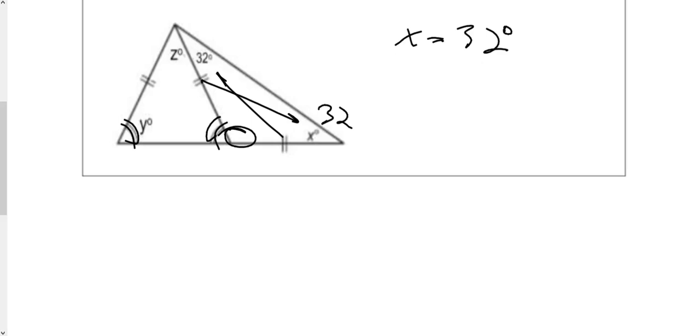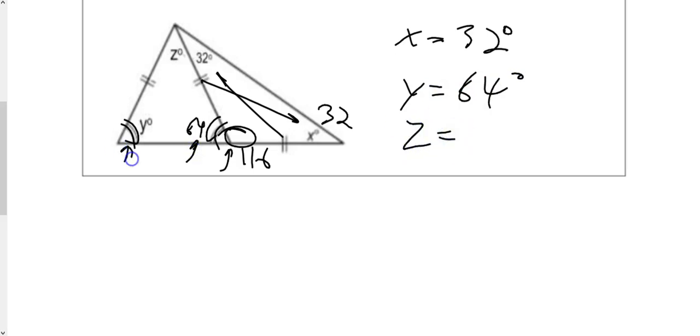which means 116. Now that doesn't give us one of our letters, but we have a linear pair right here. So 180 minus the 116 gives us 64 right here. And since we know y is the same as that, boom, y is 64. And now z is simply 64 here, 64 here, that's 128. So 180 minus 128 is 52. And that chapter is done.